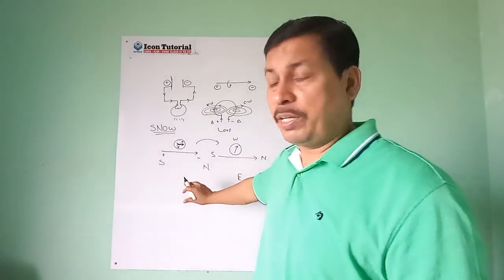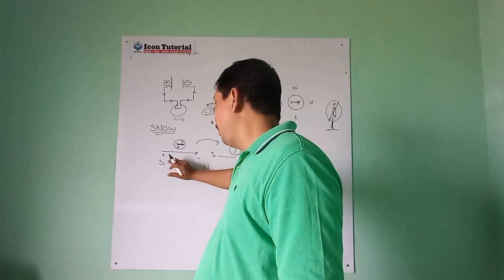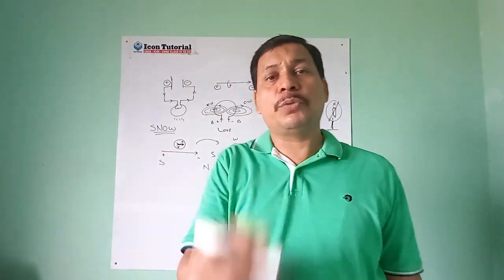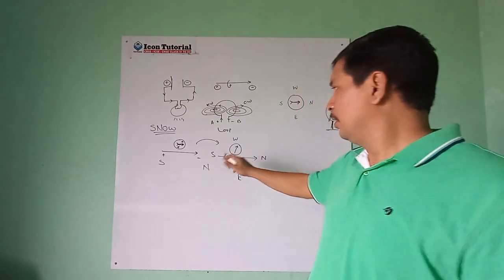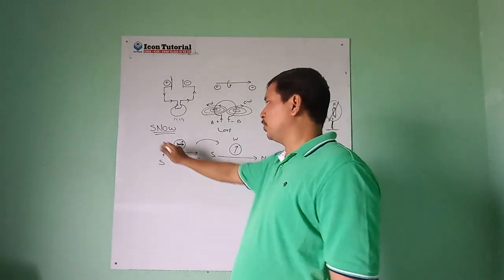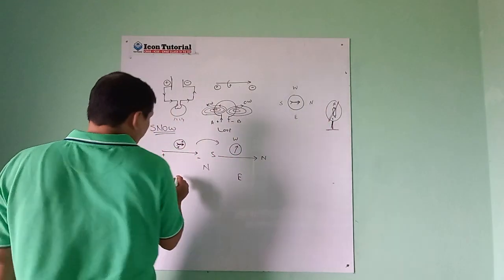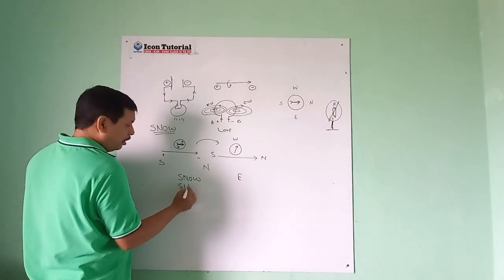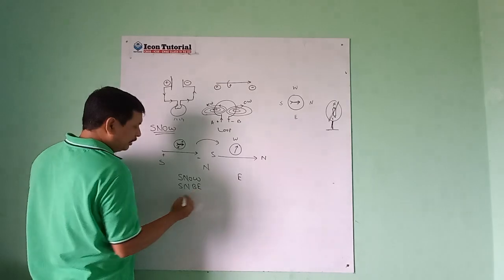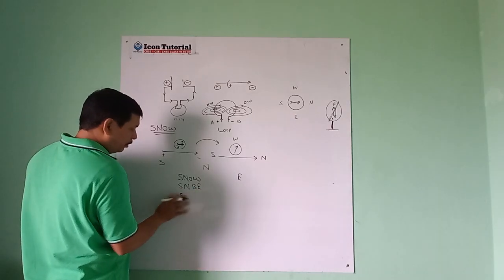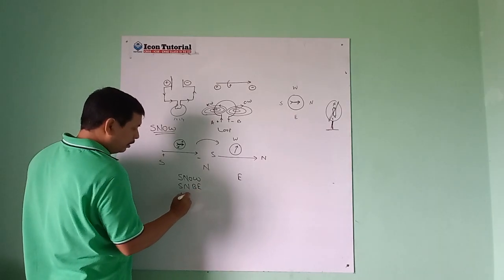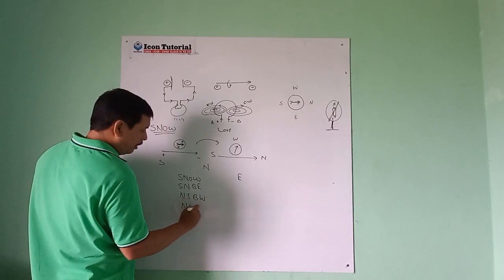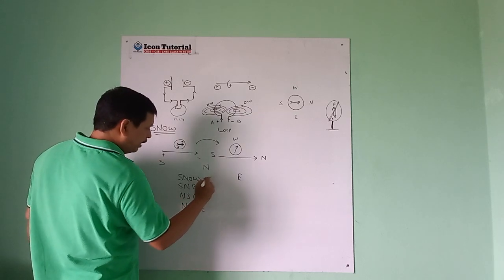When the wire is placed above the compass, the needle bends towards west. This is clear. This is the SNOW rule. Very important: SNOW, south to north, below east; naturally, below east, south and north. Then north to south, below west; north to south, over east. This is the rule.